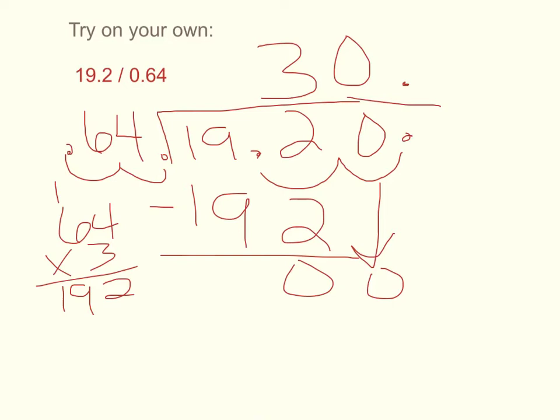64 goes into 192 exactly 3 times. Bring down our 0 from the 1920. 64 goes into 0 times. Therefore, 19 and 2/10 divided by 64/100 is 30.